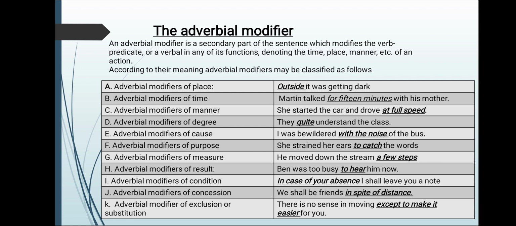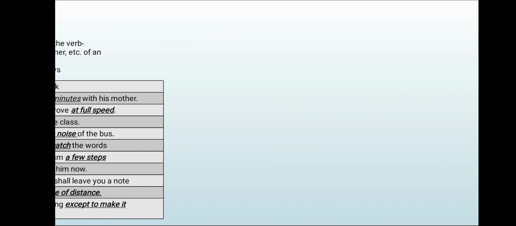Okay, we shall be friends in spite of distance. Actually, here there is a distance or hindrance, the distance actually. That's why it's an adverbial modifier of concession. There is no sense in moving except to make it easier for you. Except to make it easier for you is the example of adverbial modifier of exclusion or substitution.